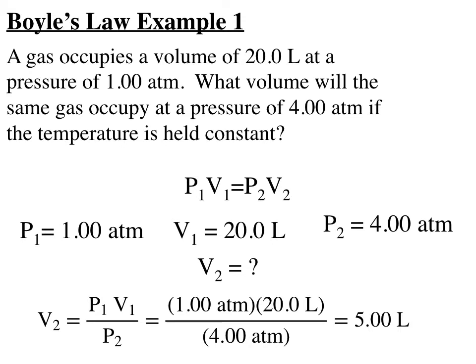Let's look at a first application of Boyle's law. Suppose we have a gas occupying 20 liters at pressure 1 atmosphere. What volume will the gas occupy if I up the pressure somehow to 4 atmospheres without letting any gas out and keeping the temperature fixed?